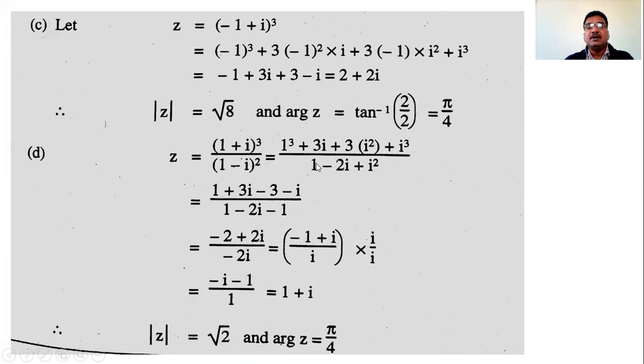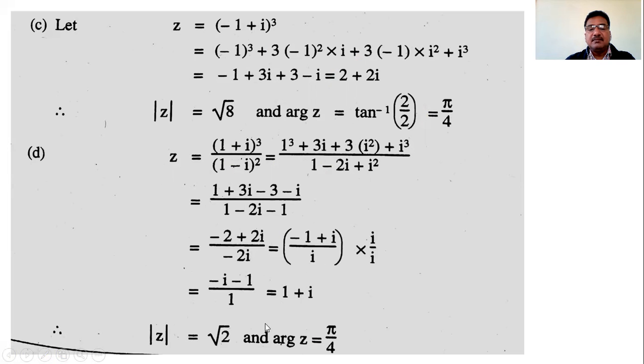This is (1 minus i) square. (x minus y) square is what? x square minus 2 times x into y plus y square. So we have this answer, minus 2 plus 2i divided by minus 2. In order to express this number in polar form, multiply by 2i divided by 2i, or just multiply and divide by i. This is the conjugate of this number actually, so the rationalizing factor. We have the same answer, 1 plus i.